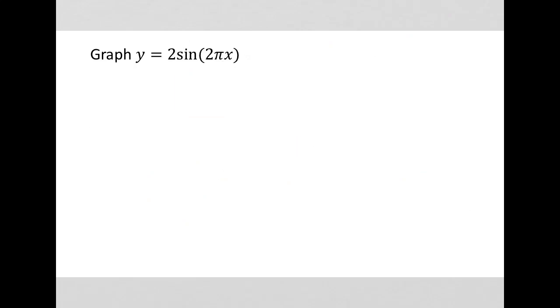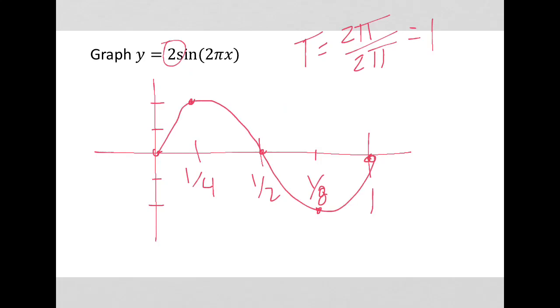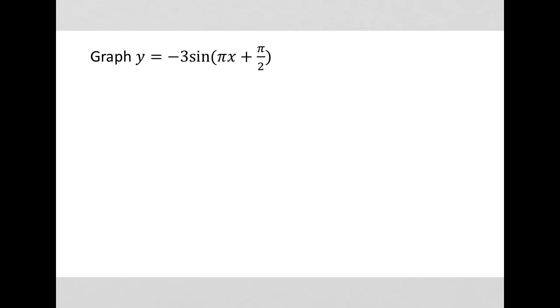Okay, 2 sine of 2 pi x. What's our period? Always start with that. Period is 2 pi divided by the coefficient, which is 2 pi. So the period is 1. So we get 1, 1/2, 1/4, 1/8. And what does that 2 do? Well, that makes it so it goes up to 2 instead of going up to 1. But now we just need to plot the points and then we sketch it in. Okay, holy moly, this one has a lot of stuff going on all together.